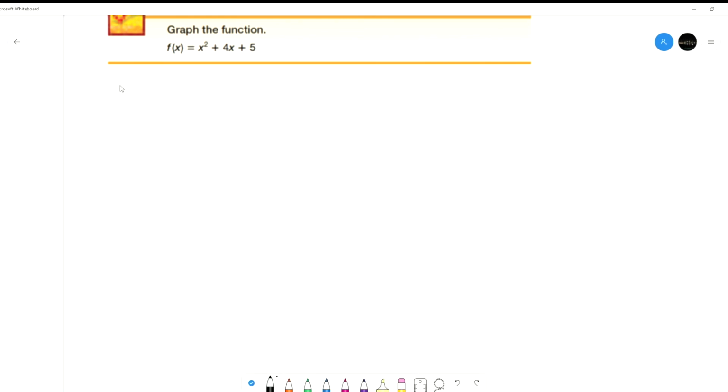We have a is equal to 1, b is equal to 4. So for the axis of symmetry, that's x is equal to negative b over 2a. So that's negative 4 over 2 is equal to negative 2. Everyone got that? So that's my axis of symmetry.